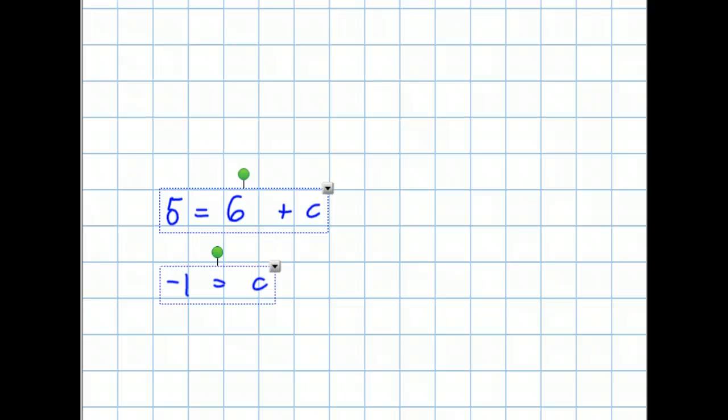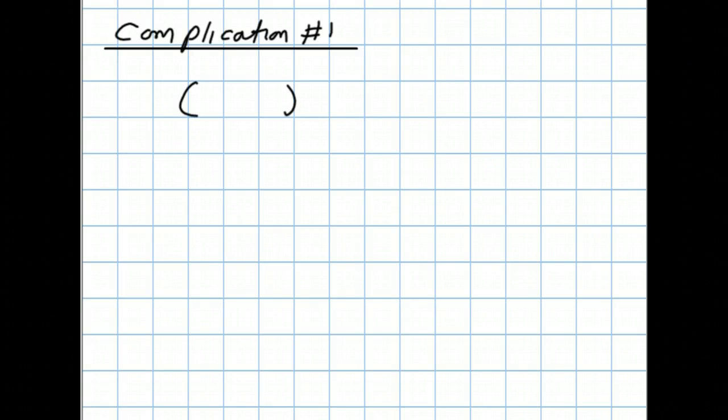Now, let's look at some complications. Complication 1. This is where you're given 2 points. You may not even be given a graph, you've been given 2 points, and you're asked to find the equation of the straight line that passes through both. Here we go. Now, how do you answer such a question? Well, you begin by writing the general equation of a straight line.